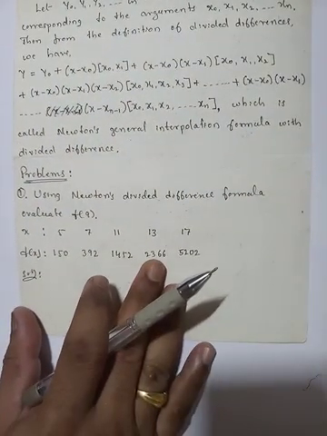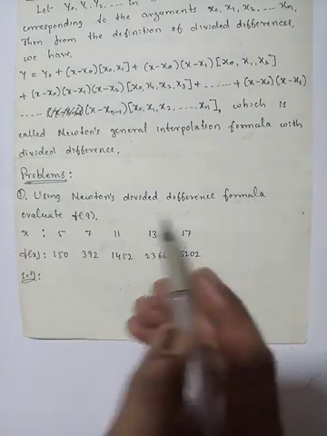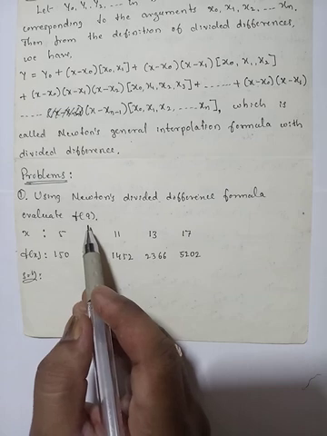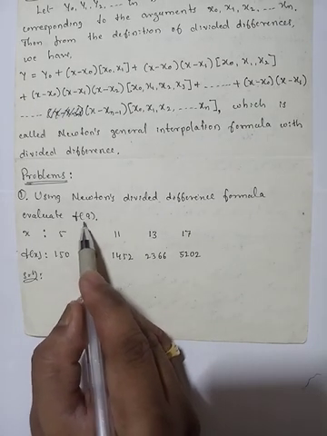Now we consider a problem using Newton's divided difference formula. Evaluate f of 9, meaning we are going to find the value of y at x equal to 9.